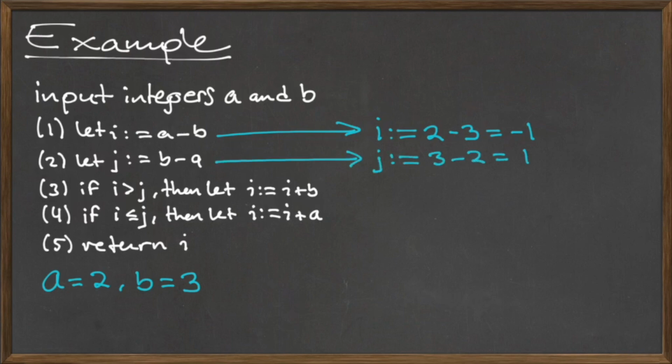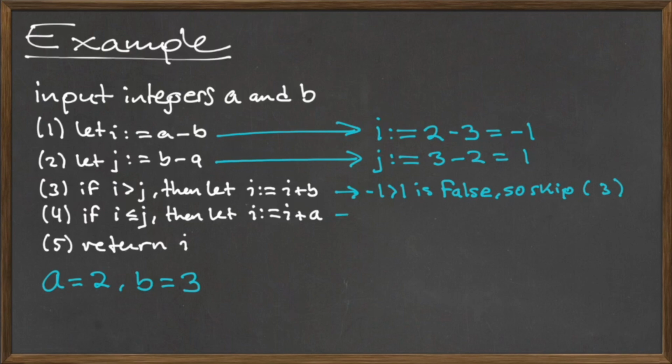Next, we create the variable j and assign it the value b minus a. Since b is equal to 3 and a is equal to 2, after step 2, the variable j will be assigned the value 3 minus 2, which is +1. Now we come to our first if-then statement. Remember that we only follow the instructions after the word then if the conditional I is greater than j is true. In this case, -1 greater than 1 is false, so we do not follow the instructions after the word then, skip step 3, and proceed to step 4.